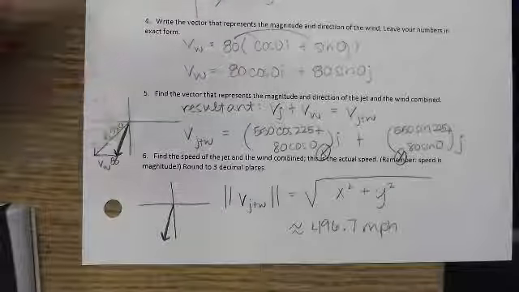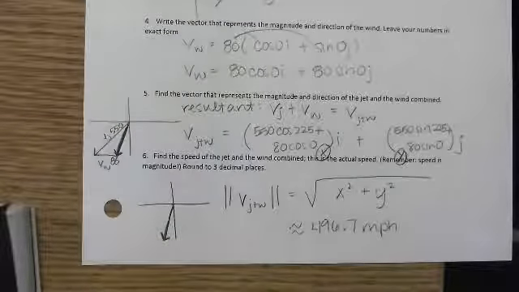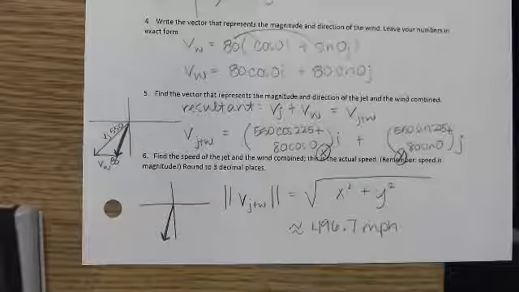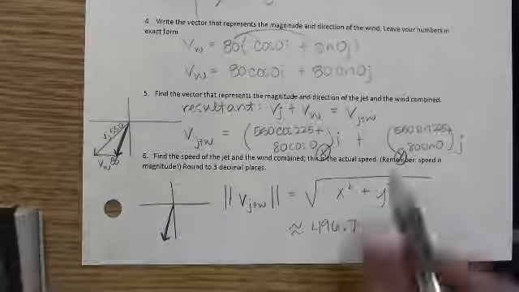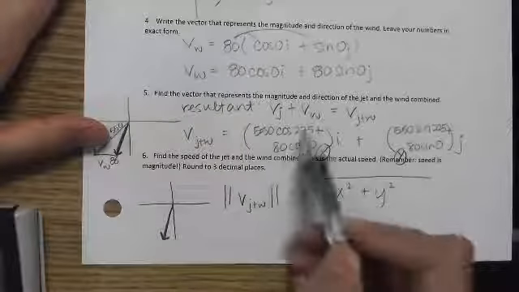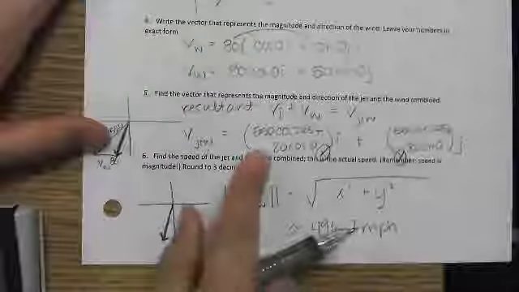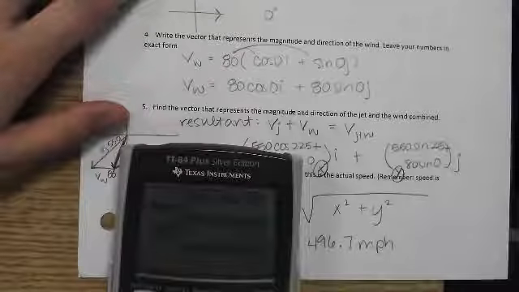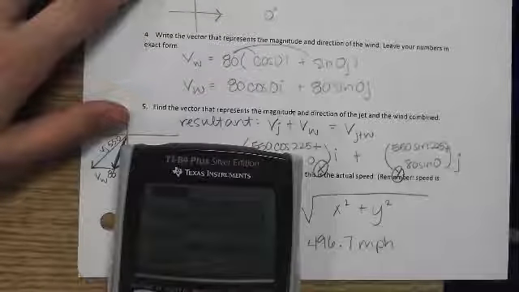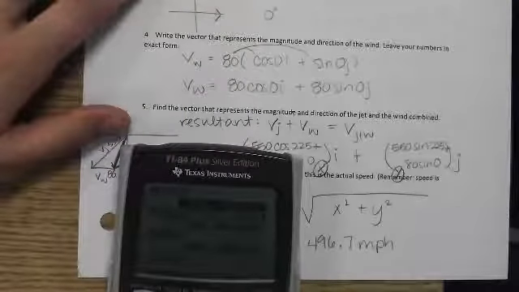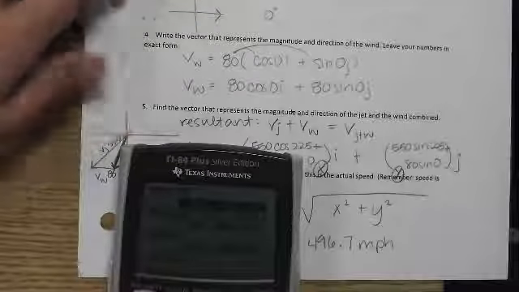Sound good? How are your brains feeling? Are we okay? What did you have as an x value? My x value I used as my horizontal component. So, oh, what did it ask? Actually, it was negative 308.